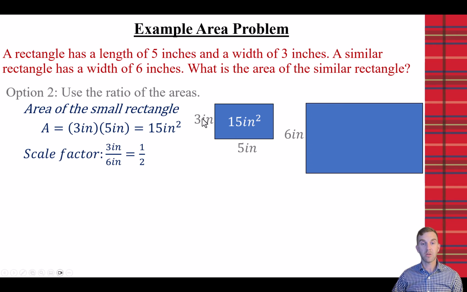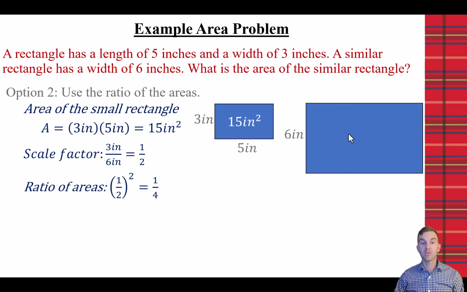The scale factor, as we said earlier, was 3 to 6, which is a 1:2 ratio if we're going from small to big. And so if I'm looking at the ratio of the areas, I need to square that value. So 1/2 squared becomes 1/4. It's a 1:4 ratio of the areas.